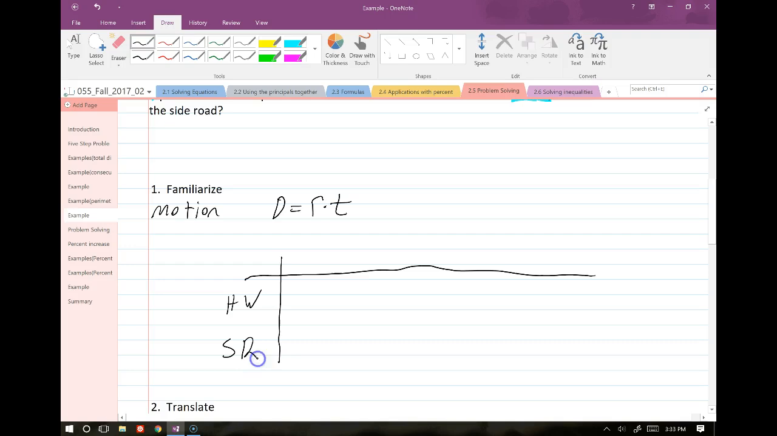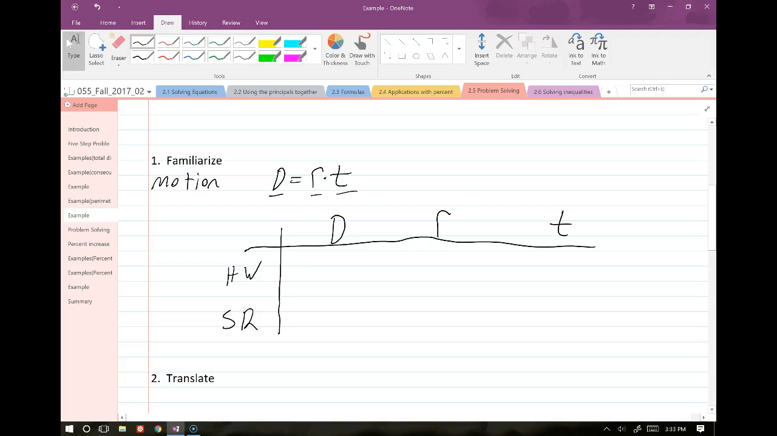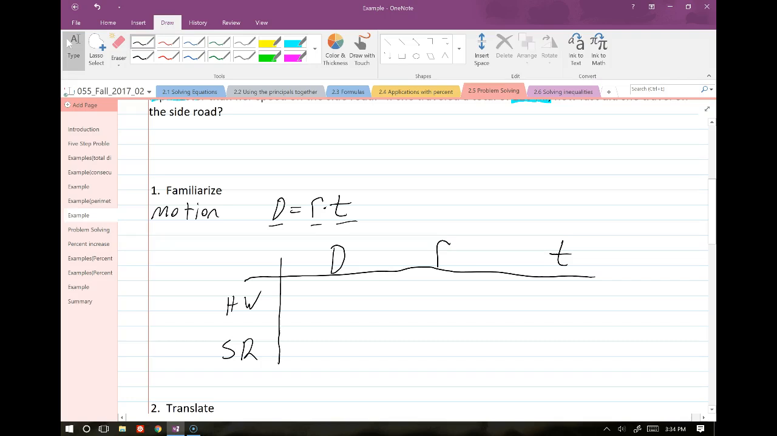Okay, because she went different speeds on both of those legs, so we're going to have to split those up. Up across the top, I'm just going to write the terms in the equation: D, R, and T. On the highway, it doesn't really give us a distance, so we're going to skip that for now. It gives us a total distance, but it doesn't break it down into legs. That's a pretty good indicator we're going to be adding two things to get a total here. But for now, we're going to leave the distance blank.